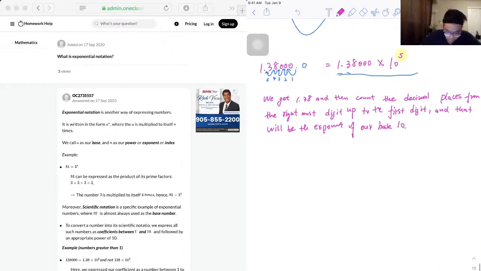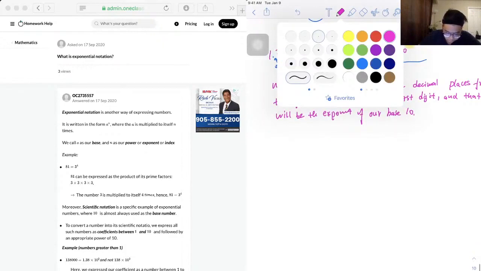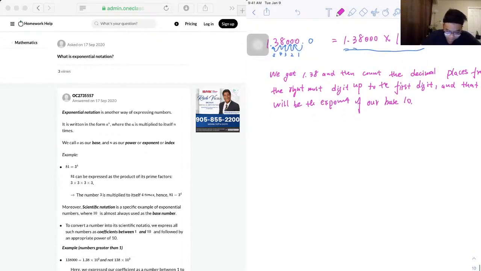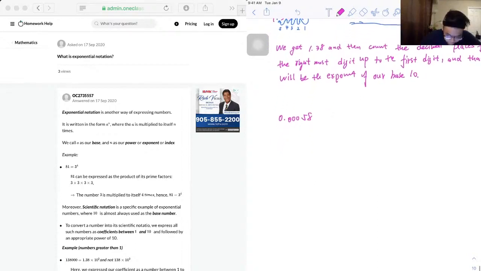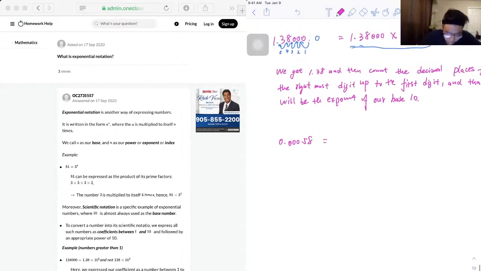So let's do another example. If we have, let's say, 0.00058. Yeah, and now I want to convert that into a scientific notation. So how are we going to do that? So first, this is going to be equal to 5.8 times 10 with exponent of -4.